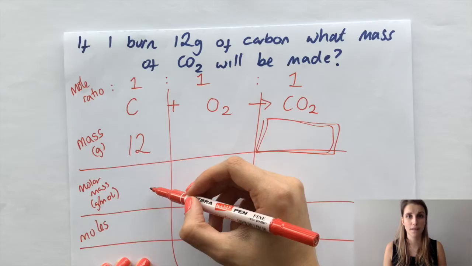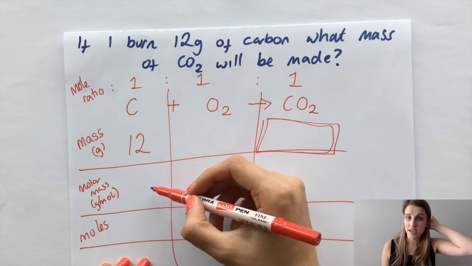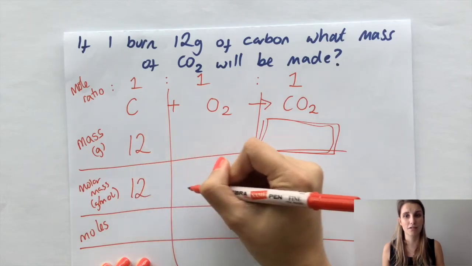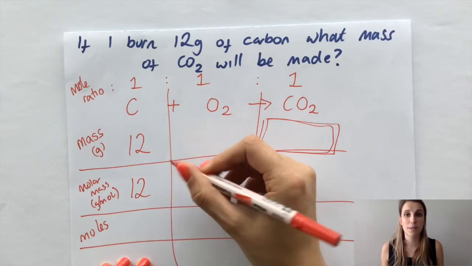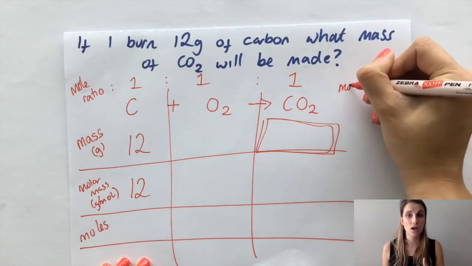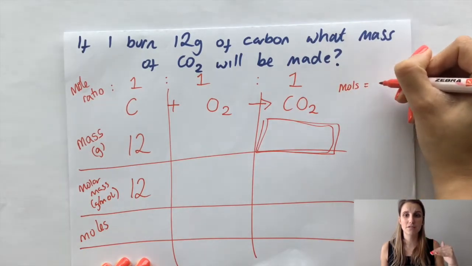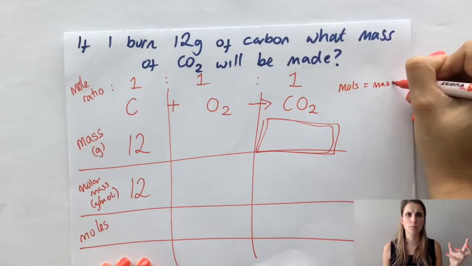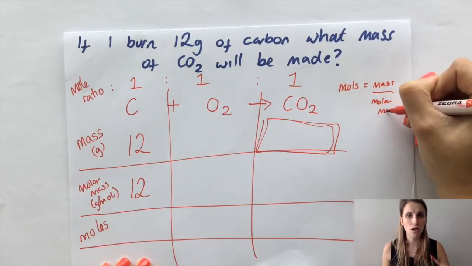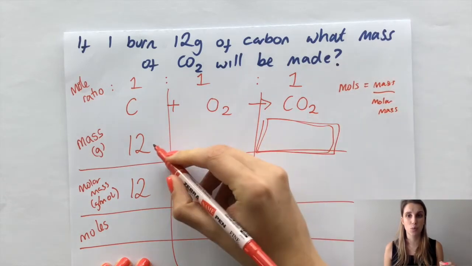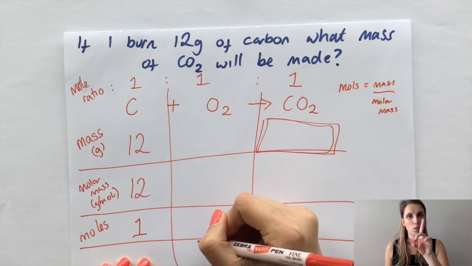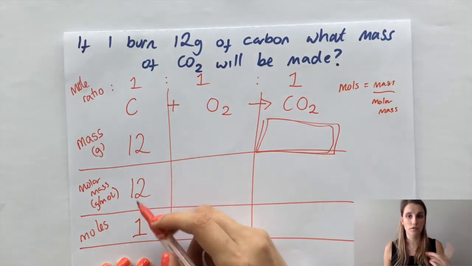I would make. The first thing you need to do is to work out how many moles of carbon you actually have. So what we're going to use is moles equals mass divided by molar mass. Hold up. So the molar mass is that thing that came from the periodic table in the last video. The molar mass of carbon is 12. So if I do 12 divided by 12, that will give me 1. So 1 mole of carbon.